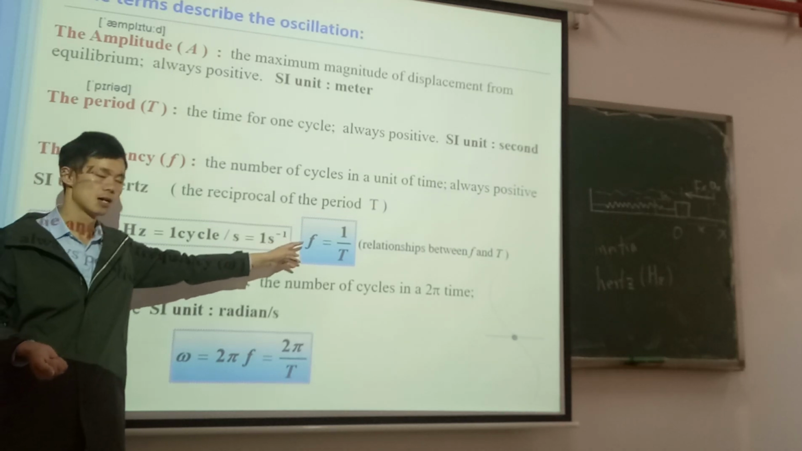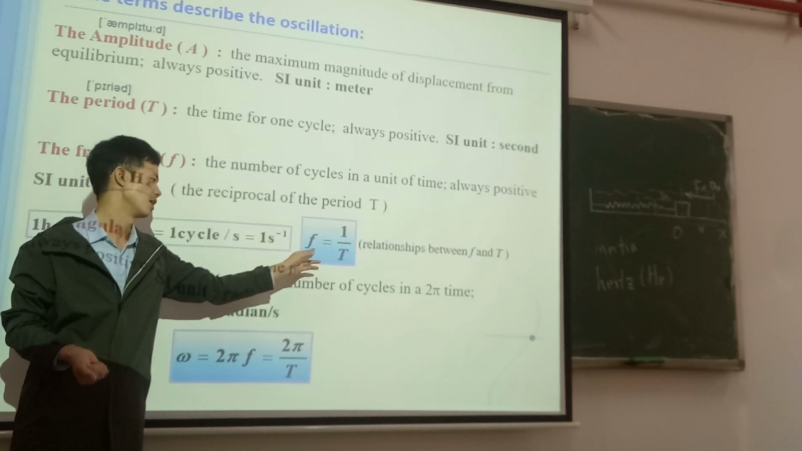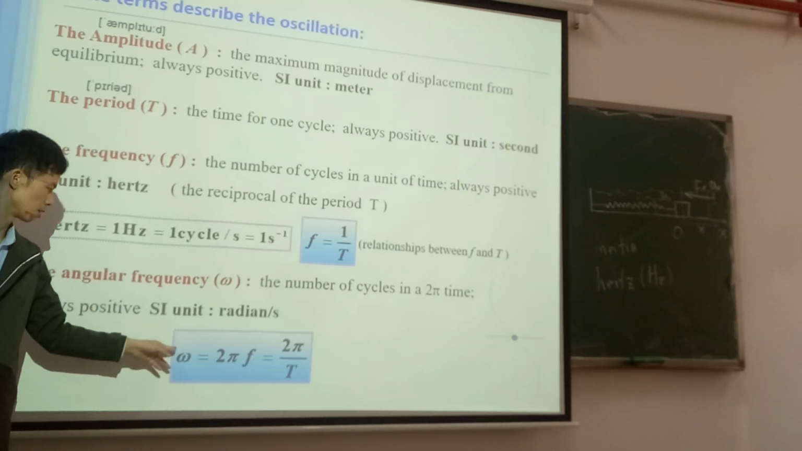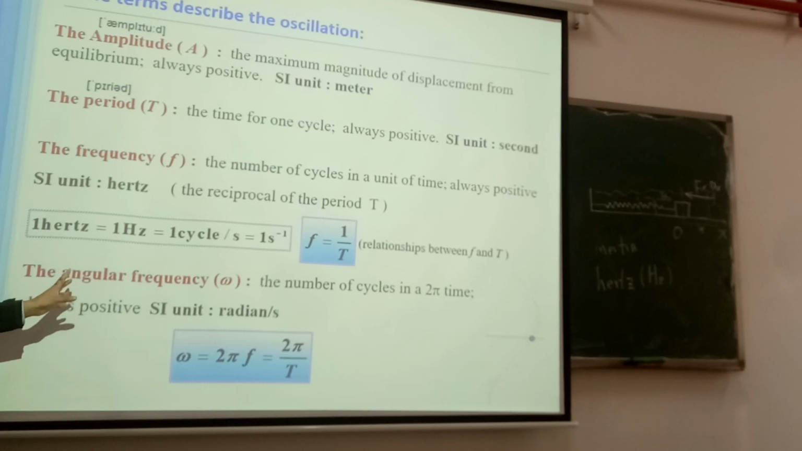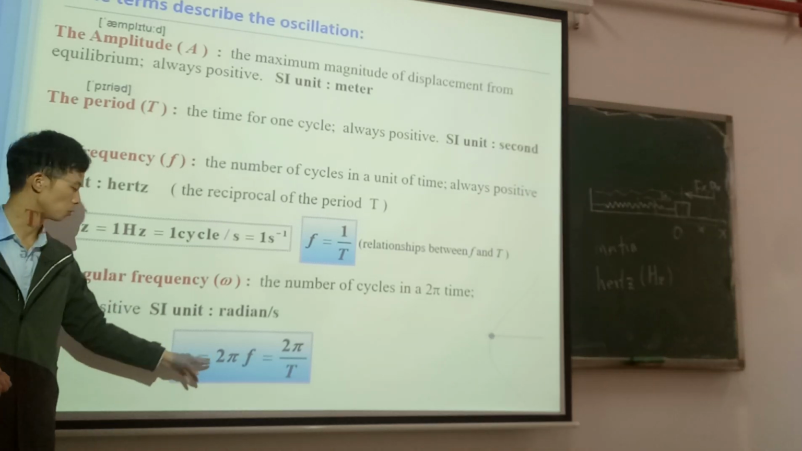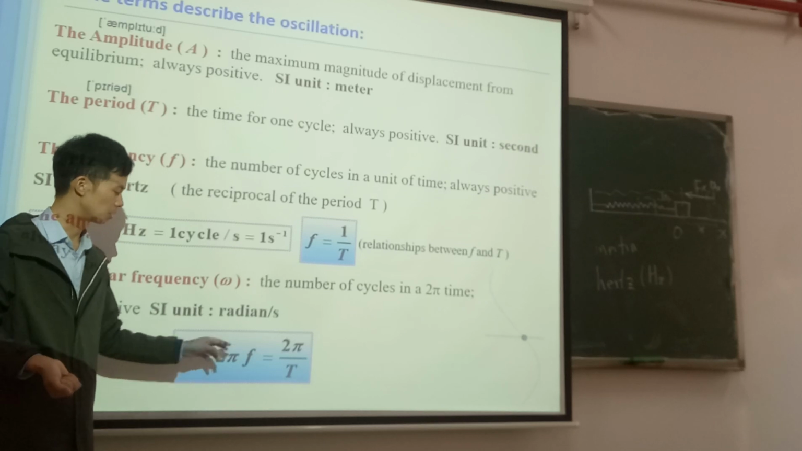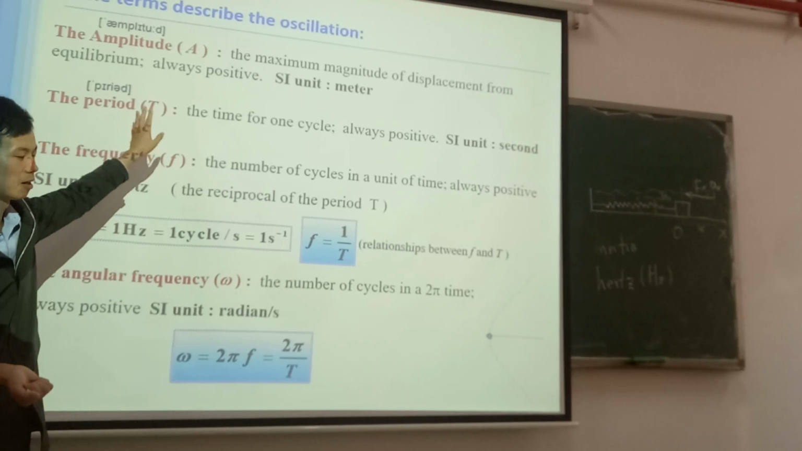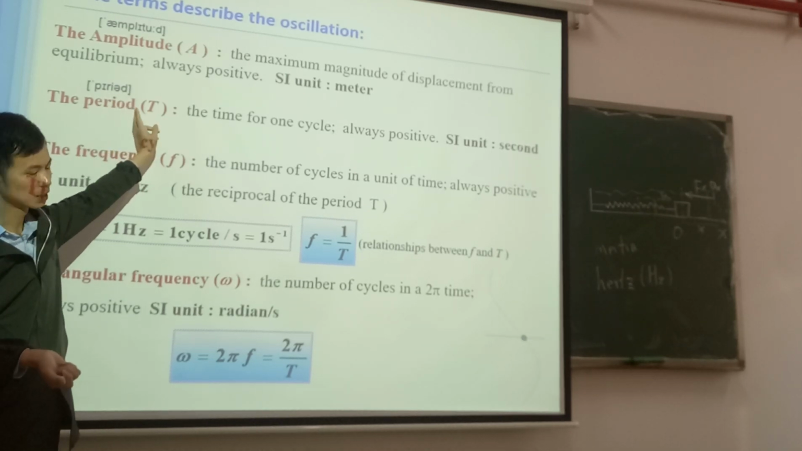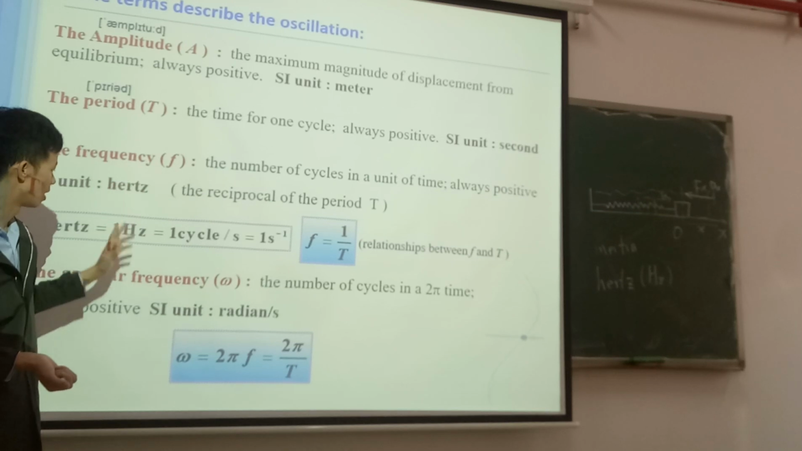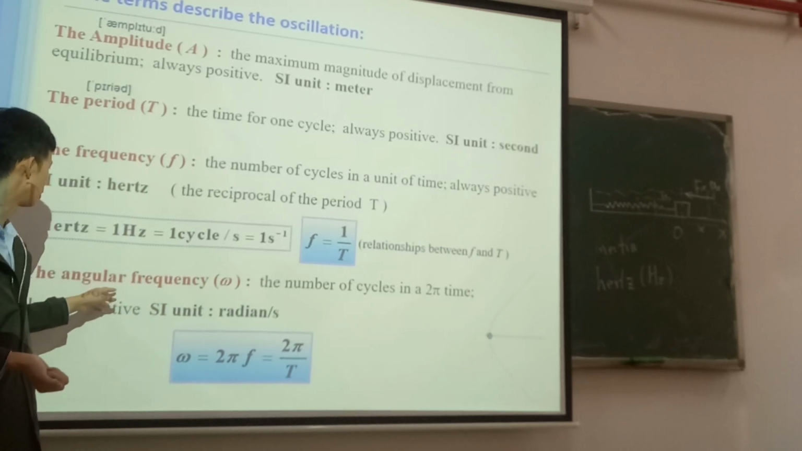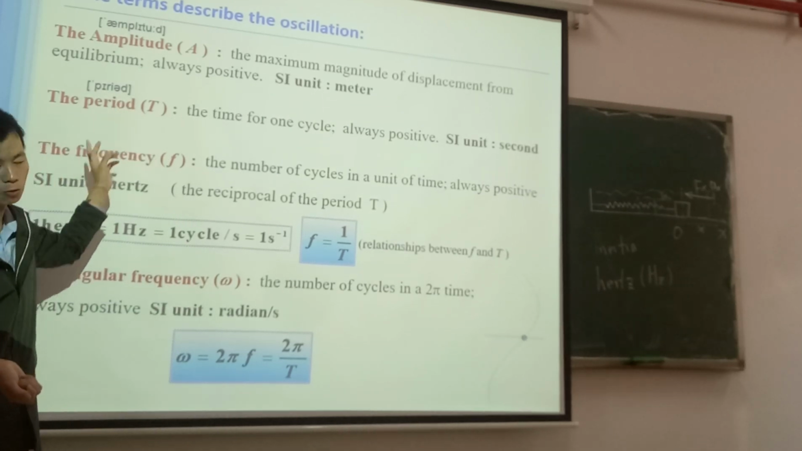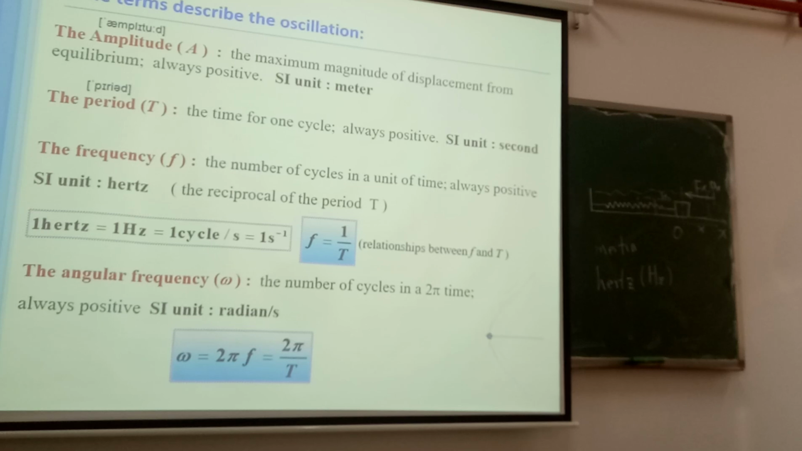The first one is the relationship between the frequency and the period. And the second one is the angular frequency, with omega to refer to it, and it's equal to 2 pi f, and equal to 2 pi over T. So if we are given T, the period, then we can find the frequency and the angular frequency. And if we already know these, we can find the other terms.